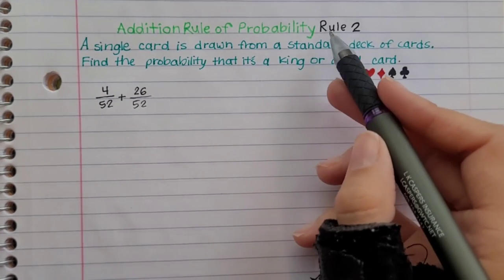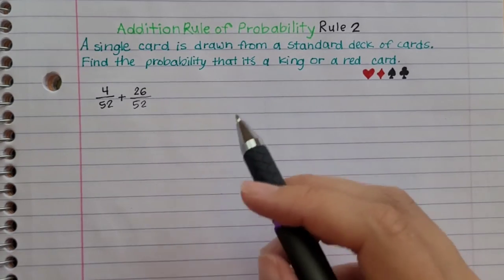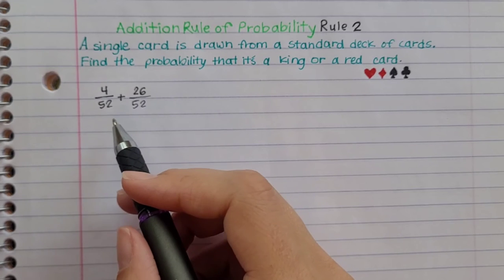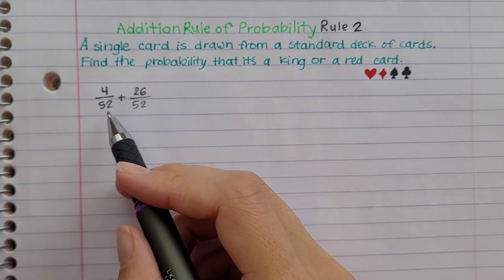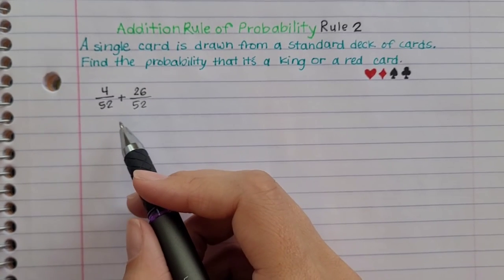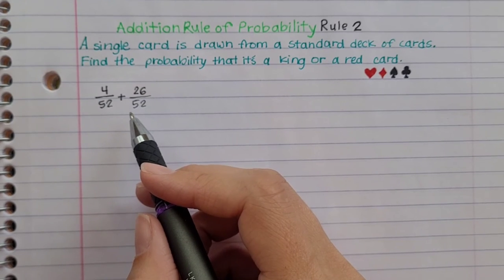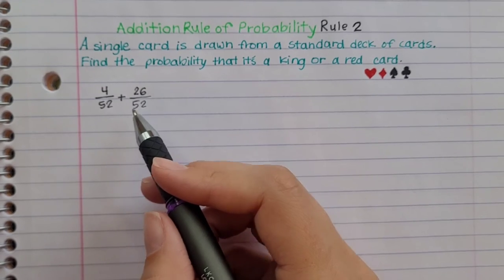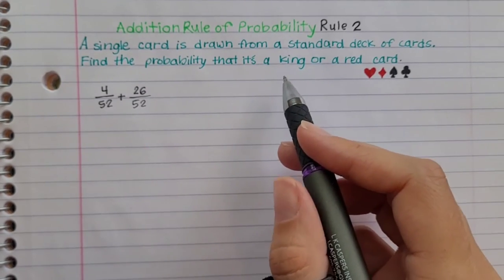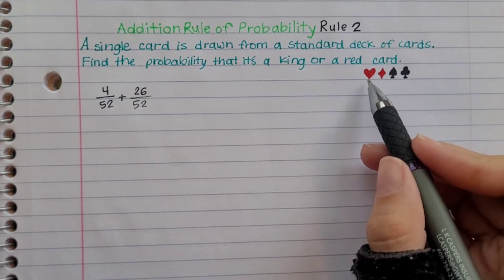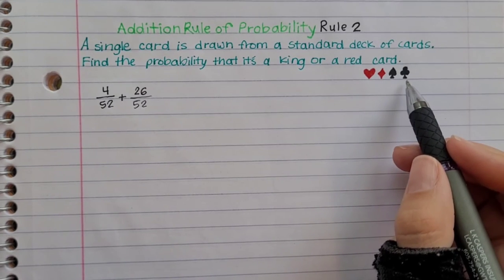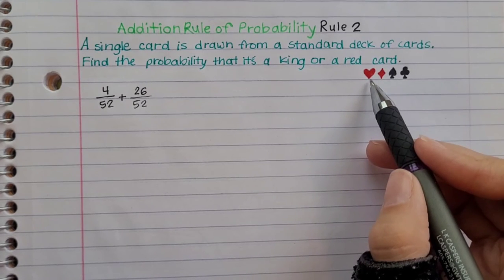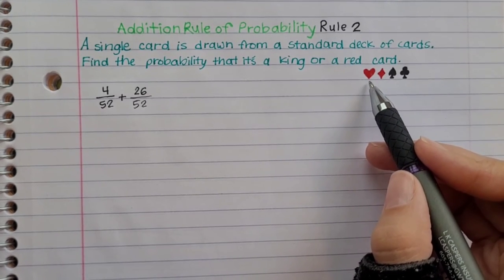Now, let's look at Rule 2. So Rule 2 states that if we have cards that are drawn, or something that's drawn, that are not mutually exclusive, we have some overlap going on. Let's look at that in the context of our problem. Over here, we have our 4 kings. Are some of these kings red? Well, yes, in fact, 2 of them are red.